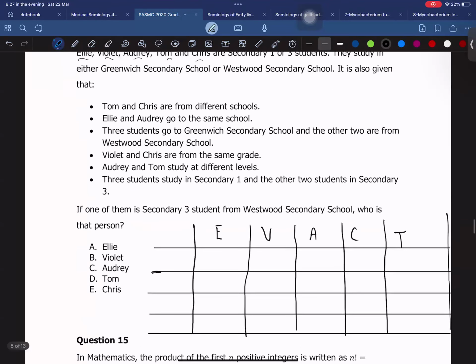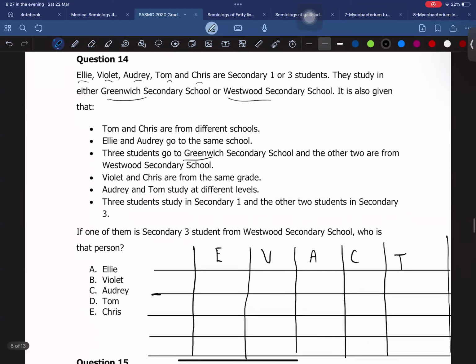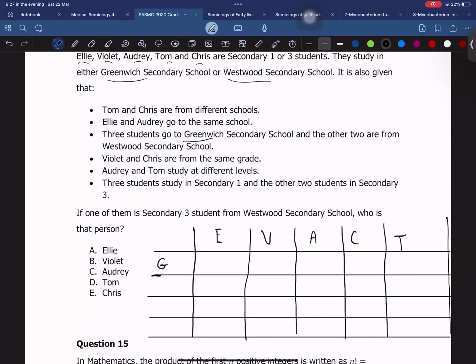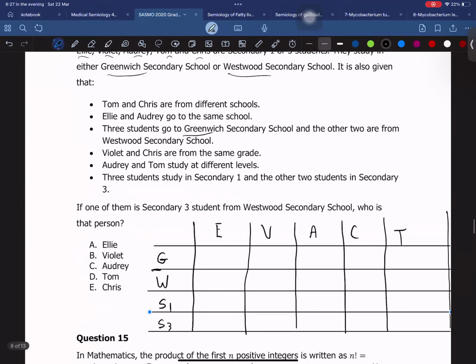Okay, so in here we have Greenwich Secondary School and Westwood. So these are going to stand for Greenwich, Westwood, Secondary 1 and Secondary 2. Oh no, sorry, my bad. Secondary 3. Okay, so yeah.